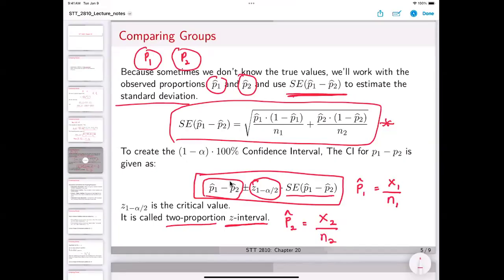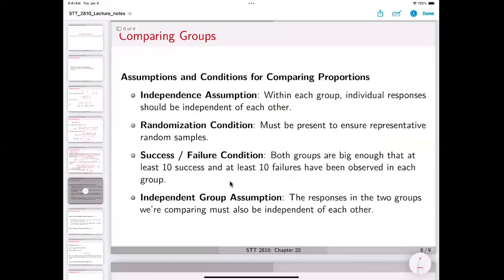Like I did say, it is important that you have those formulas down and know that you can only use this formula when you are dealing with two proportions, and you don't know the true values for the proportions. And just like when we were dealing with the one proportion, we had some assumptions and some conditions. It is the same thing for the two proportions too.